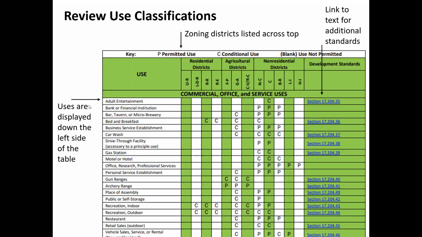One other piece that I like about this particular visual example is that in addition to stating what's allowed, either as P, permitted, C, conditional, or if it's blank, that means it's prohibited, they've also listed if there are additional standards within their ordinance, and they provide a link directly to those standards. So it makes it very user-friendly and easy to find.